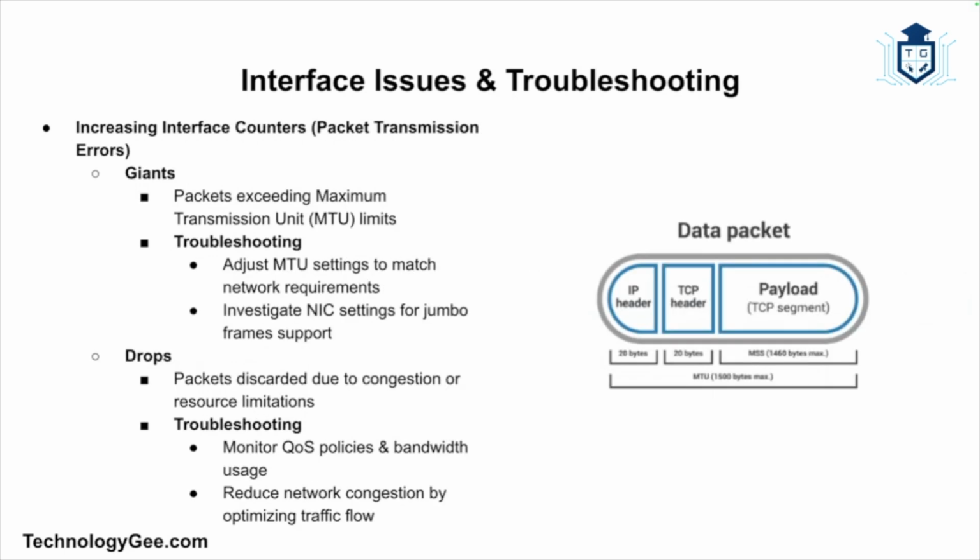Then we have what are called giants, and these are oversized packets that exceed the MTU limits. And to troubleshoot them, you want to adjust the MTU settings to match network requirements, and then you want to investigate the NIC settings for jumbo frame support.